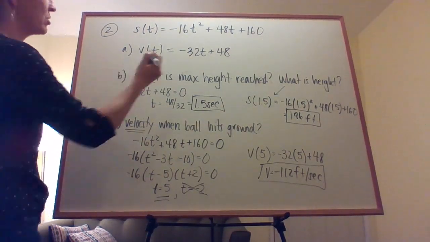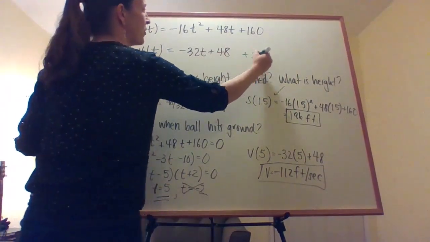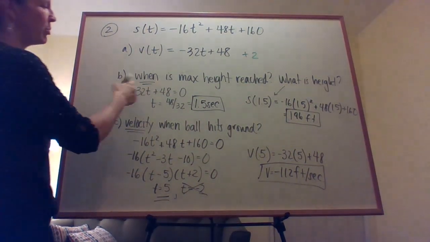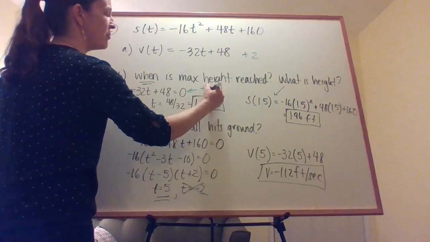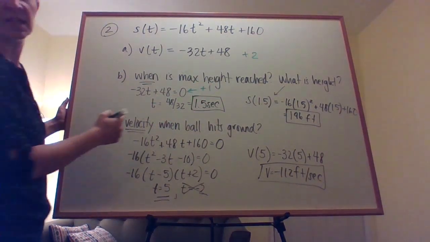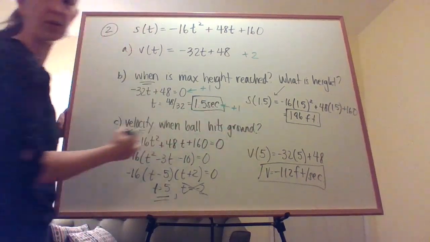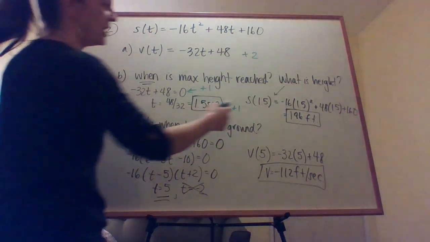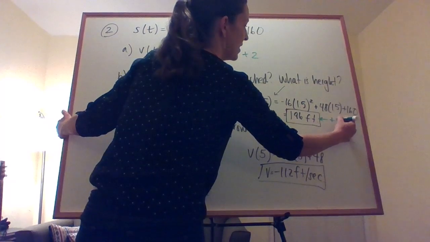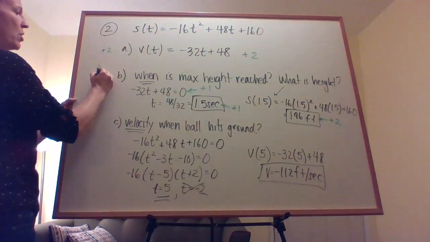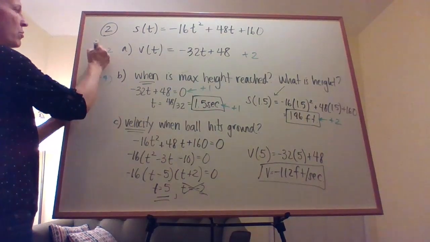Here's how the points go. Give yourself 2 points if you got the velocity right for part A. In part B, if you set it to 0, that's a point. If you solved for the time, then that's another point. And if you found the height correctly, that's 2 points. So overall in part A, it was 2 total. In part B, it was 4 total.